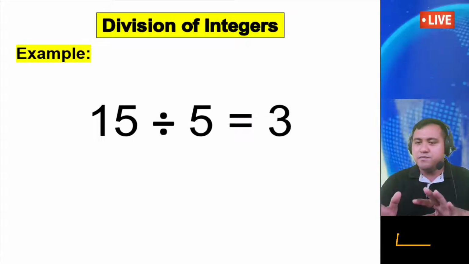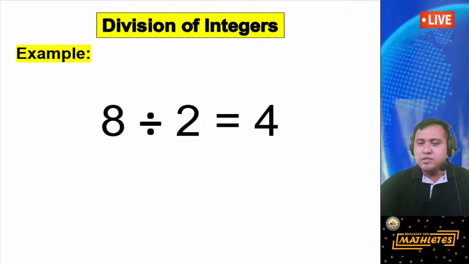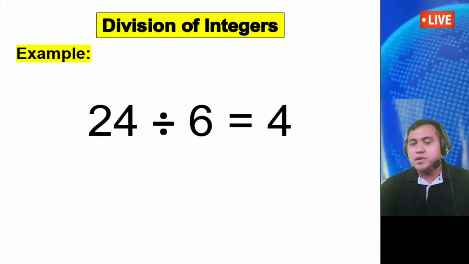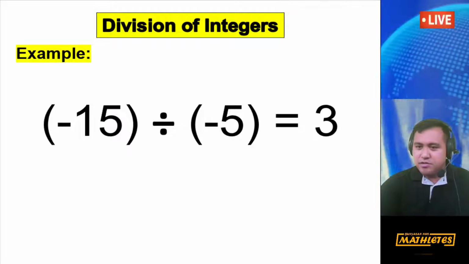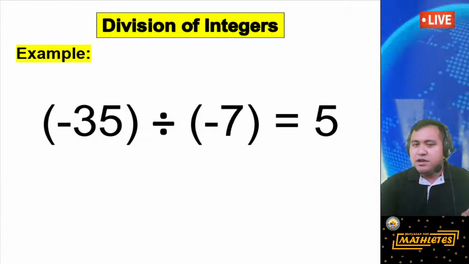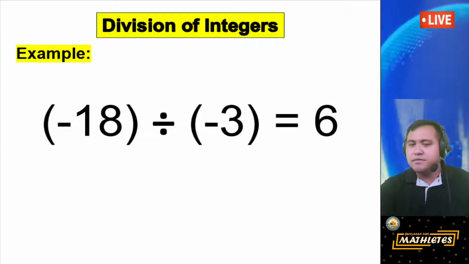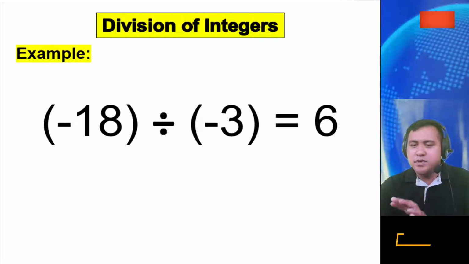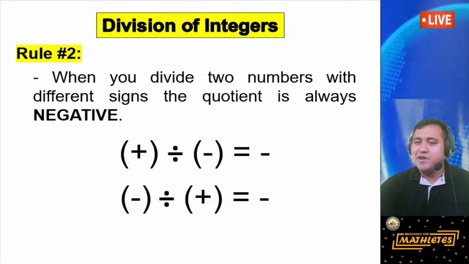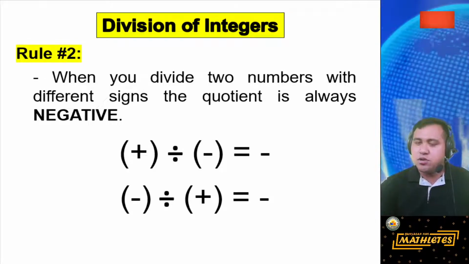Okay, for example, 15 divided by 5. Positive 15 divided by positive 5. The result is positive 3. 8 divided by 2, that is positive 4. 24 divided by 6, the result is positive 4. Negative 15 divided by negative 5, the result is positive 3. Negative 35 divided by negative 7, pareho negative, ang resulta positive 5. Negative 18 divided by negative 3, pareho negative, the result is positive 6. Di ba? When you divide two numbers nga pareho sign, the answer is always positive.